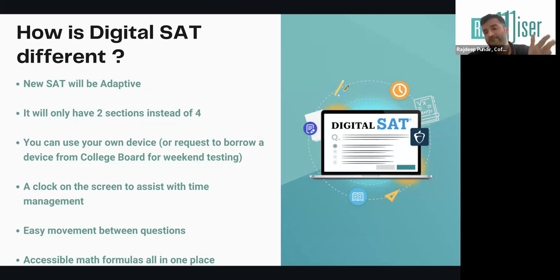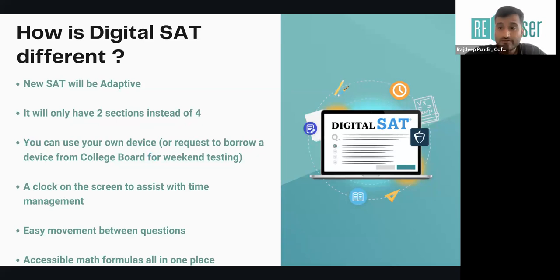We all might have different tests. Our first module will be similar for all of us. However, depending on our performance, our module 2 test difficulty level will get decided. And hence, it's called adaptive in nature. You're allowed to use your own devices, so you can actually carry your own devices to the exam hall.